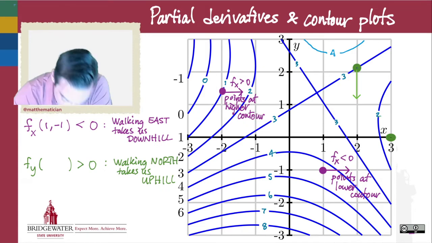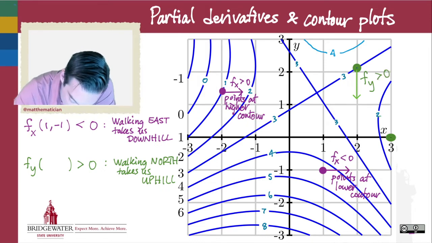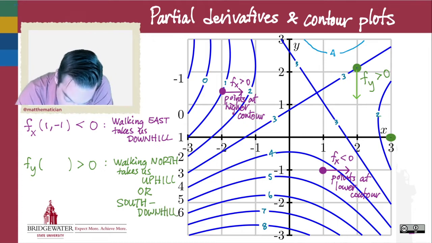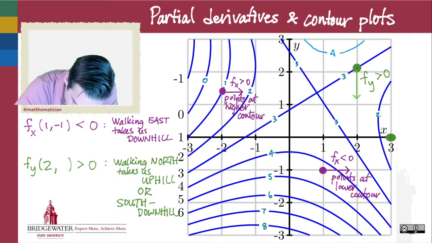But yeah, at this point, I think this is probably one of the only places on the diagram where we can convince ourselves that Fy is greater than 0. Because if walking north takes us uphill, that's the same thing as walking south taking us downhill. And there's very few places on this diagram where that seems to be happening. But this point up here, so 2, 2 or something like that, is maybe one of the only ways to fill in that blank. So then I asked us to leave this one for last, because I think it's the most interesting in some ways.